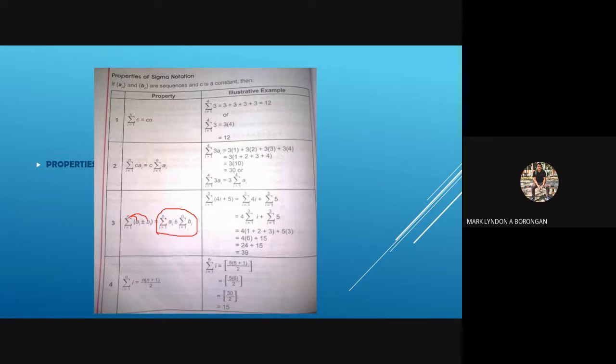It is like what property 3 does. This is to solve it by parts, so it is split into parts, unlike this one, which I will compare. So this is what we will do in our example: the summation of 4i plus 5 from 1 up to 3. We apply property 3, so 4i and 5 are separated. Each gets its own sigma notation because they are separated by plus or minus. In this case it is plus, so we can separate them.